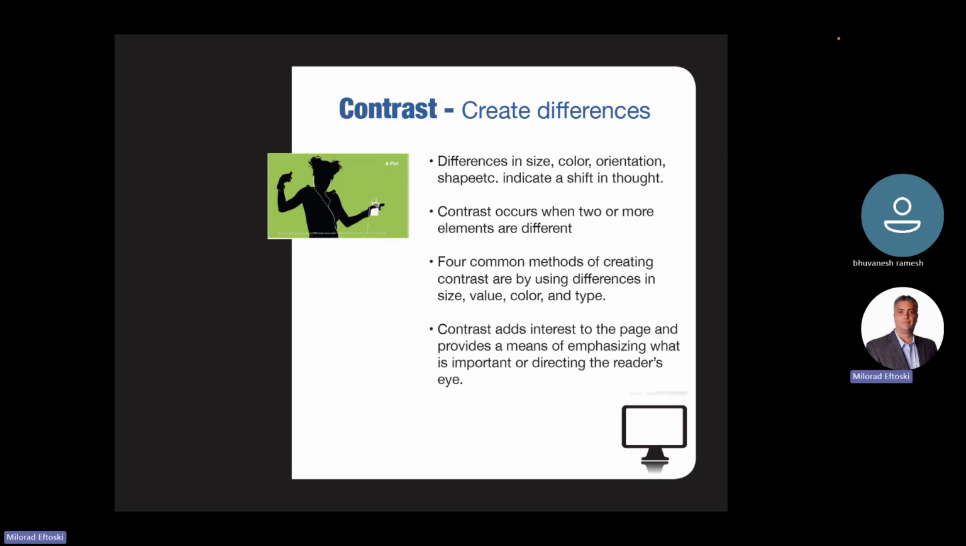Contrast occurs when two or more elements are different. Four common methods of creating contrast are by using differences in size, value, color, and type. Contrast adds interest to the page and provides a means of emphasizing what is important or directing the reader's eye.